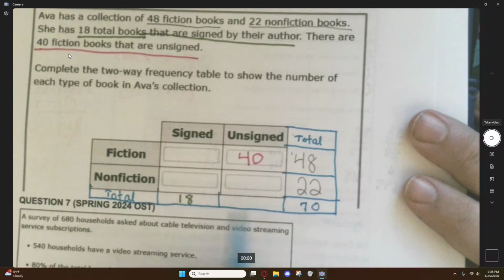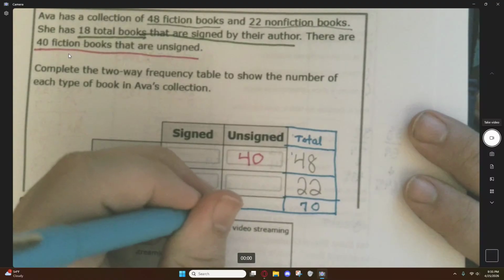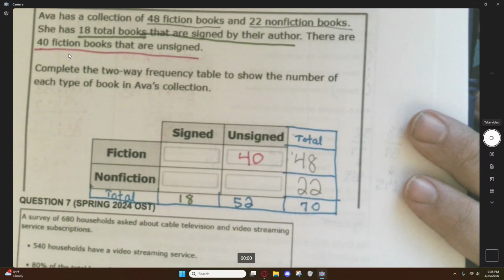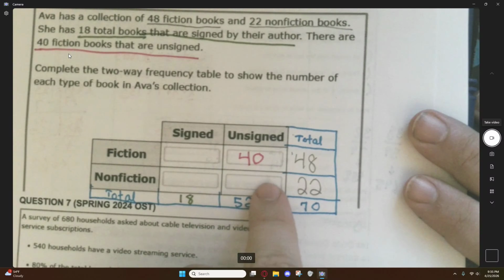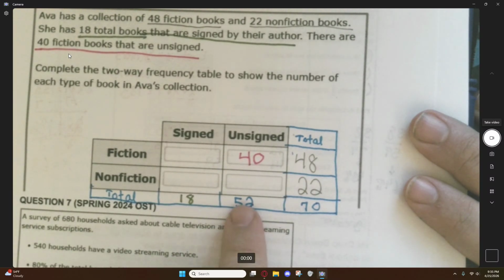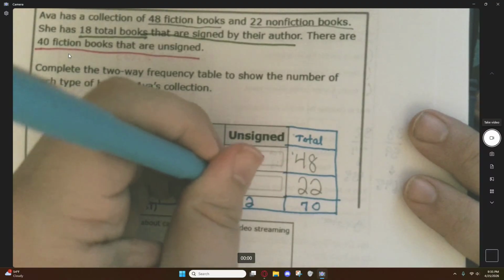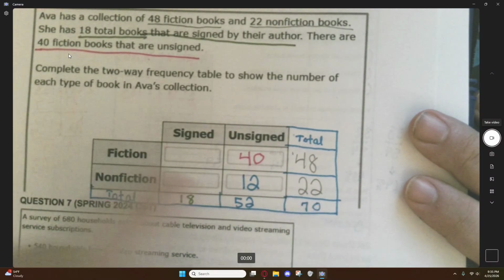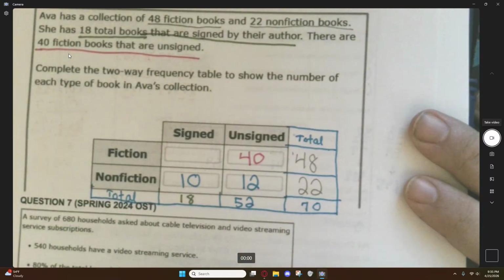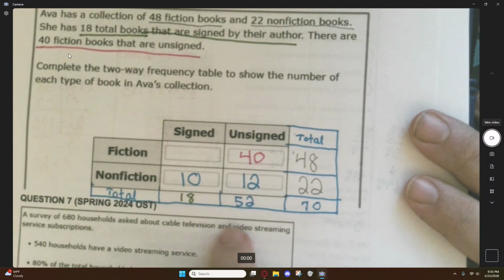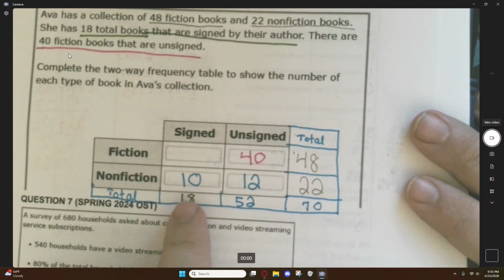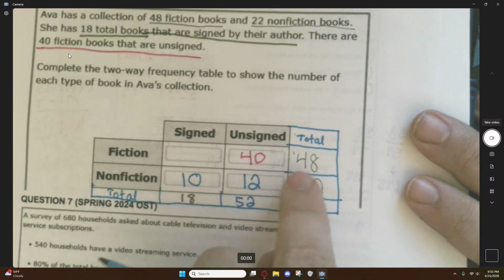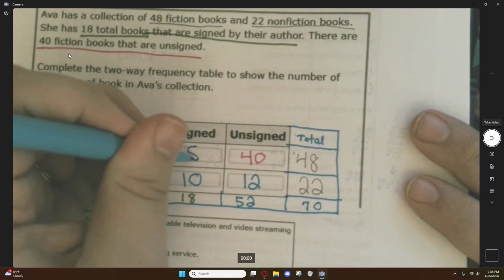We can now get the total amount of books that are unsigned by doing 70 minus 18. 70 minus 18 is 52. With that information, we can now get the total amount of unsigned nonfiction books by doing 52 minus 40, which is 12. With that information, we can now get the total number of signed nonfiction books by doing 22 minus 12, which is 10. And using either this information or this information, you can get the total number of signed fiction books, which is either 18 minus 10 or 48 minus 40, both of which result to 8.